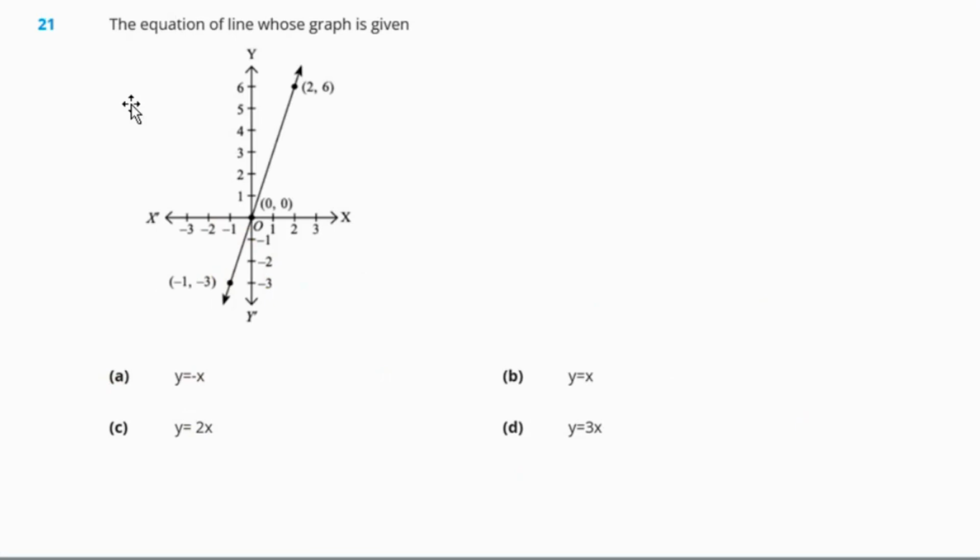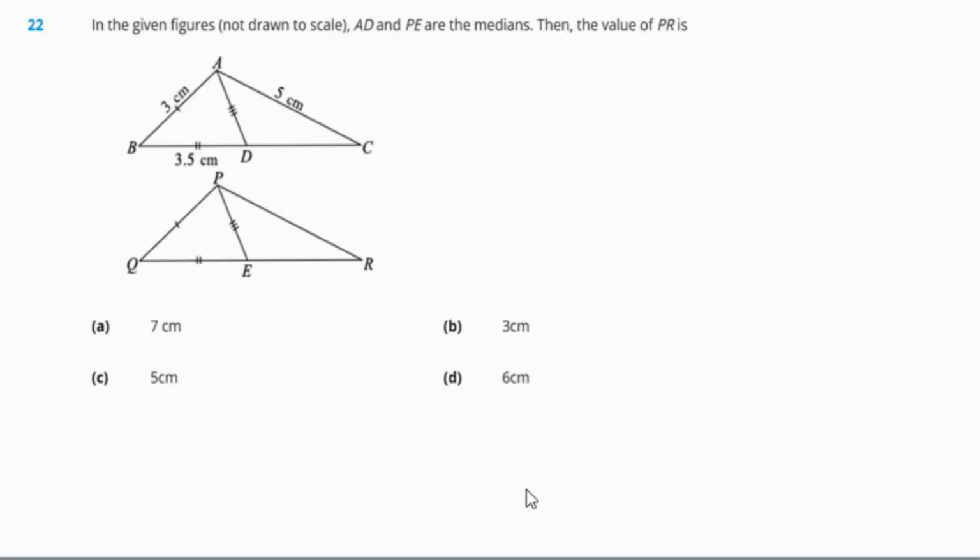Now next, the equation of the line whose graph is given to us. On the basis of the graph, we need to figure out the equation of the line. The points given to us are 0, 0, then -1 and -3, and 2 and 6, correct? If we look at them carefully, when x is 1, y is 3, and when x is 2, y is 6, which means every time y is 3 times x, correct? That is given to us in option D, so that is the correct answer.